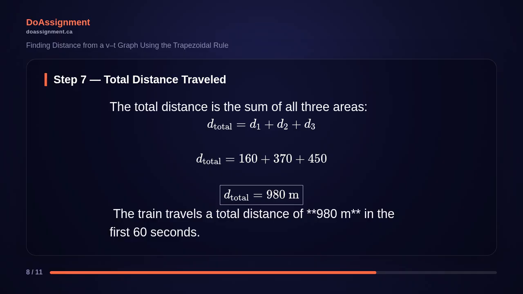Adding the 3 areas together, 160 plus 370 plus 450 equals 980 meters. The train travels a total distance of 980 meters during the first 60 seconds.